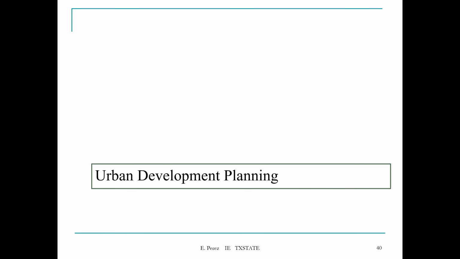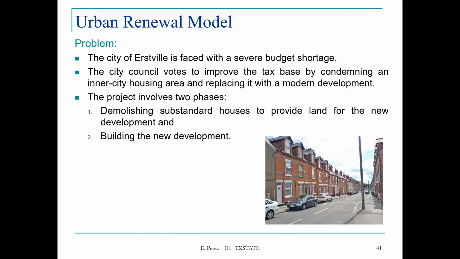So this is a continuation of lecture 3 on model formulation for LP, or linear programming. And the next example that we are going to discuss is the urban development planning example. And in this problem, we have a city that is trying to use the budget of the city to plan for new homes for the citizens.